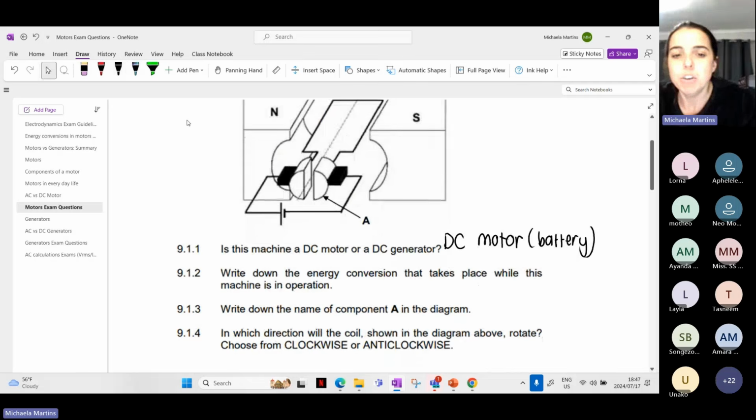Write down the energy conversion that takes place while the machine is operating, and we'll say the energy conversion that takes place is electrical energy to mechanical energy. This is exactly how they ask the questions.